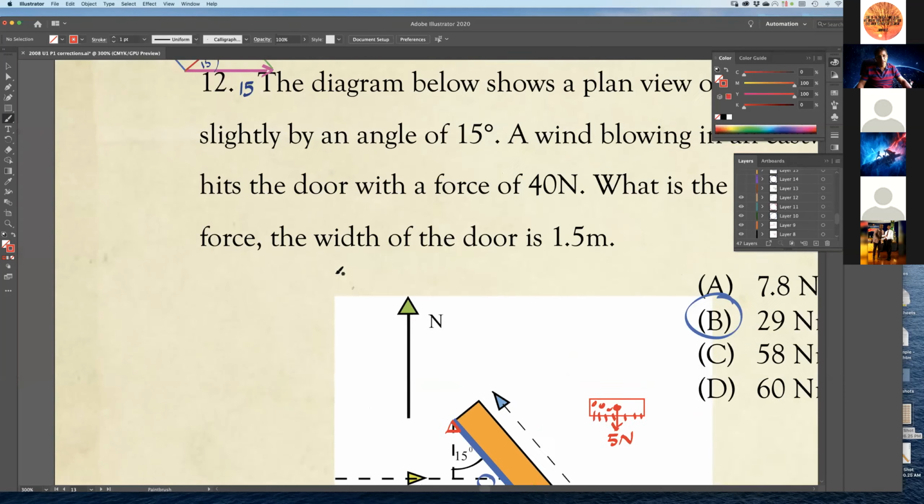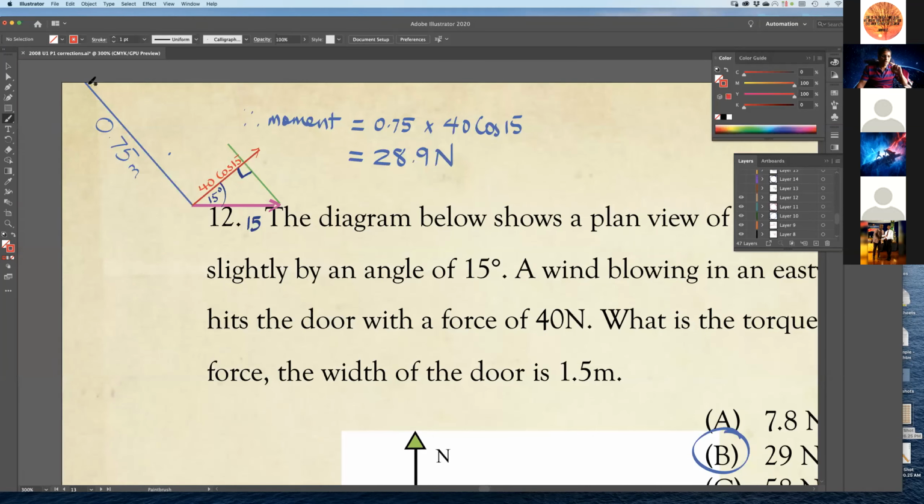Now I did a little drawing up here to show you what I need to do. This is the 0.75. This is the 40 Newton here. I can take this 40 Newton and break it up into two components. If you look at the right angle triangle here, this is 15 degrees. This component on the opposite side will be 40 sine 15. And the component on the adjacent side will be 40 cos 15. Everybody okay with that? Sine and cos.